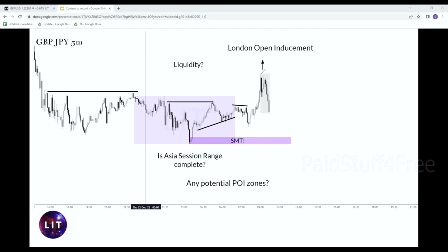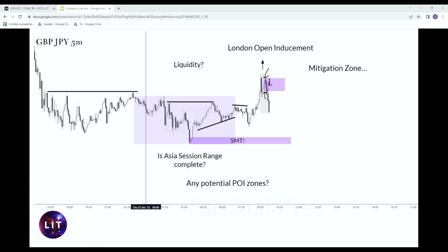Now, the main question we have here is for entries. Do we have an entry? Is there a mitigation zone? Now, in my opinion, or the way I see things, this would be my mitigation. It's a little bit hard to zoom in, but I take that last candle there, that grey candle, the last bullish candle before price went bearish. So these 4 black candles, is that 4? Yes, 4 black candles. I take the one before that, usually the last bullish candle, and take the entire candle, including the wick. So that's how I mark up POIs.